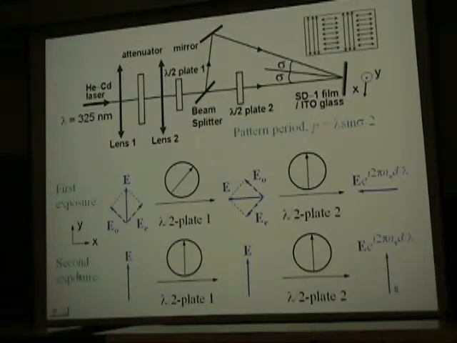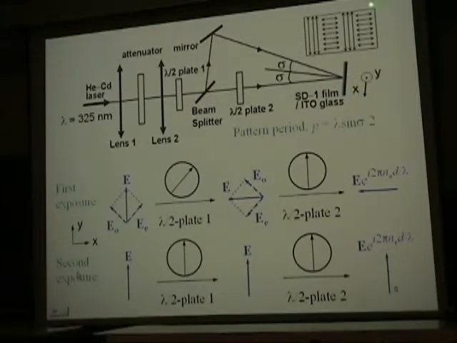Lenses 1 and 2 expand the beam to 5 millimeter diameter. The expanded beam first passes through a first half-wave plate before it gets split equally into two beams. The first split beam passes through the second half-wave plate, and the second split beam is reflected by a mirror, which brings it back to coincidence with the first beam, where they interfere to produce an interference pattern at where we put the azo-dye film.